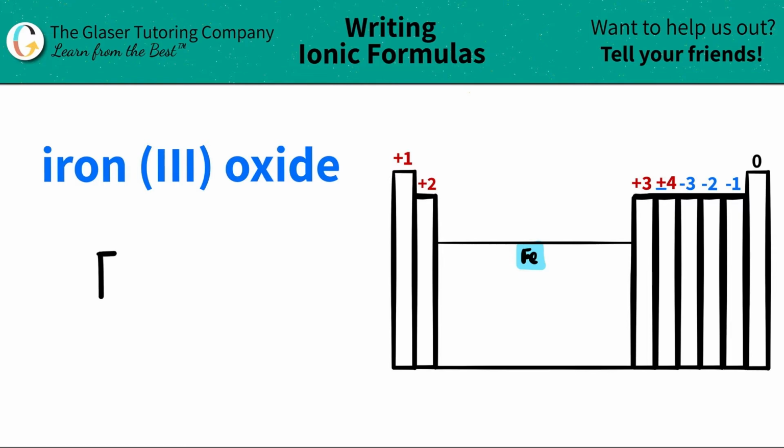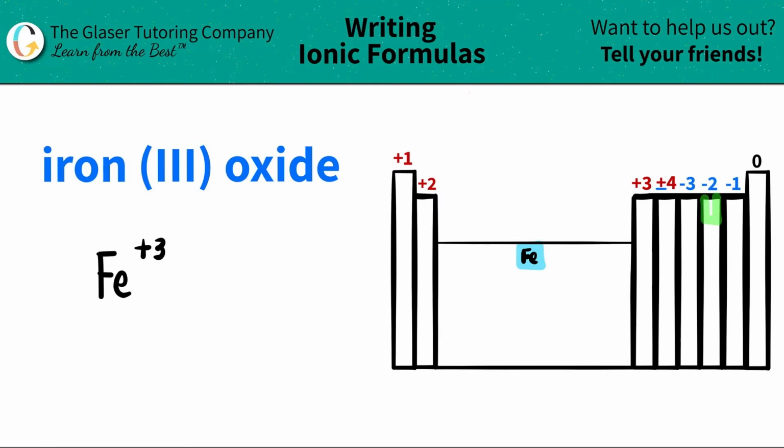So I know that I have Fe, and since this is a 3, that tells me that iron is a plus 3. And remember, metals always have the plus charge. Coming over to the next part, I see that I have oxide. IDE endings mean that you're going to have a nonmetal most of the time. So this had to be oxygen, right? Oxygen always turns into oxide when it's named.